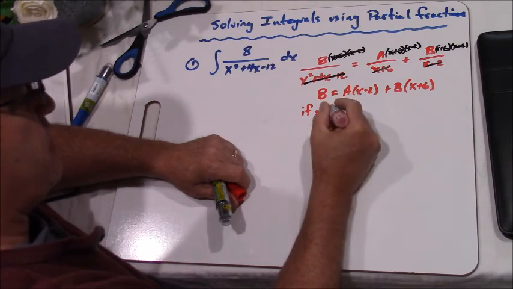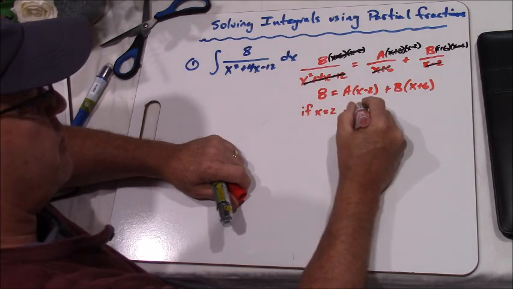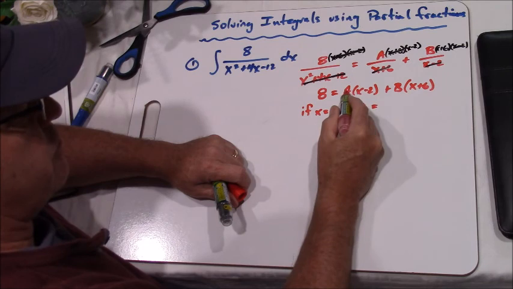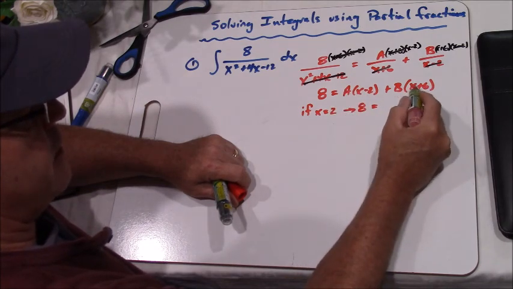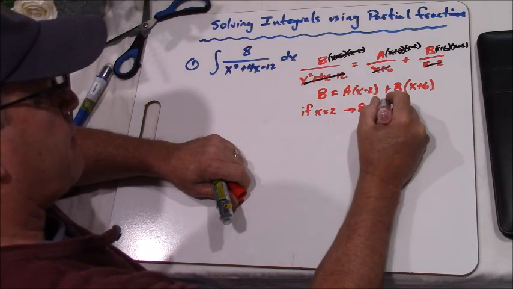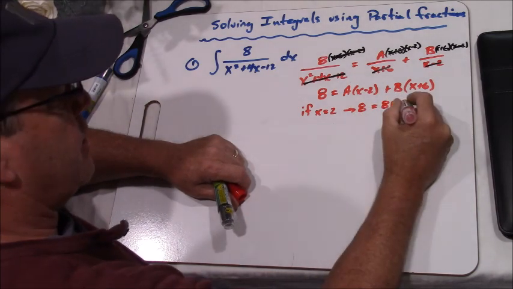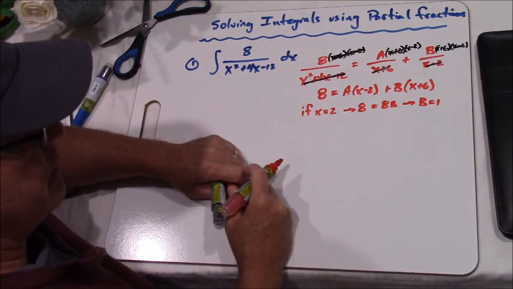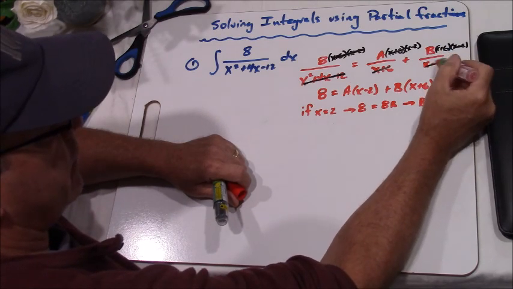So if I let x equal 2, then what I get is 8 equals 2 minus 2 is 0. 0 times A is just 0. Over here, if x equals 2, I get 8 times B. And so now I can go ahead and solve that and say B equals 1. So I just figured out what this fraction right here is. It's going to be 1 over x minus 2.